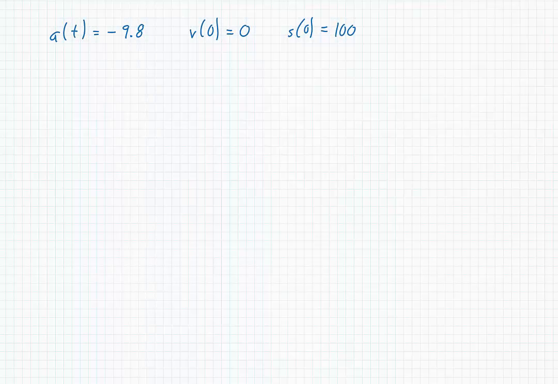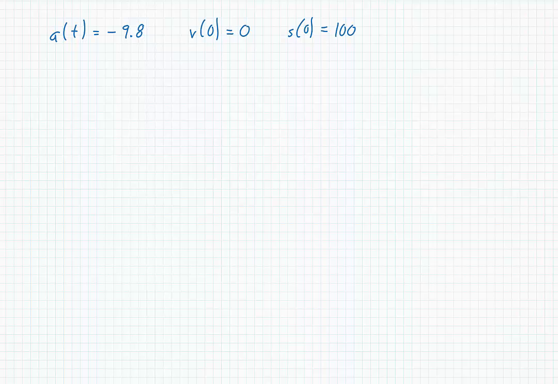Let's extend the idea of acceleration, velocity, and position from the last video and start with acceleration and see if we can find a position function. Since acceleration is the second derivative of position, we're going to need to take two antiderivatives. Each time we're going to get a plus c, and we're going to need some information to turn that plus c into an actual number.